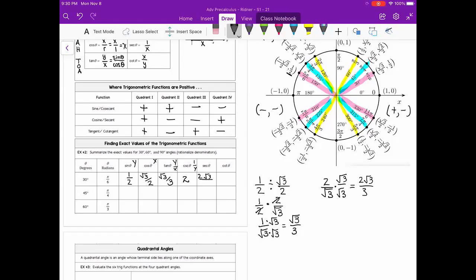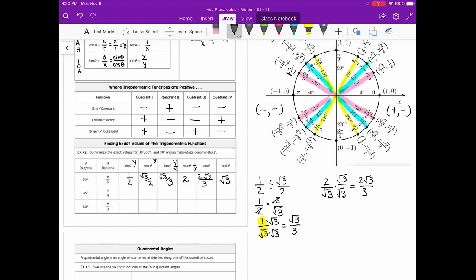Okay. And then for cotangent, I'm going to go back to this right here before I rationalized. Because if I take the rationalized and then I do the reciprocal of that, I'm going to have to rationalize again. Instead, I'm going to take the reciprocal of what I highlighted over there. And the reciprocal of that is just square root of 3. Okay. Same idea for all the others. Make sure to go into the class notebook and check your answers when you're finished.